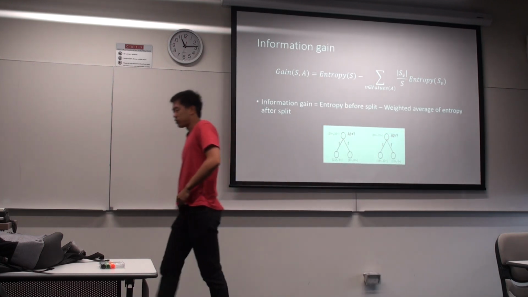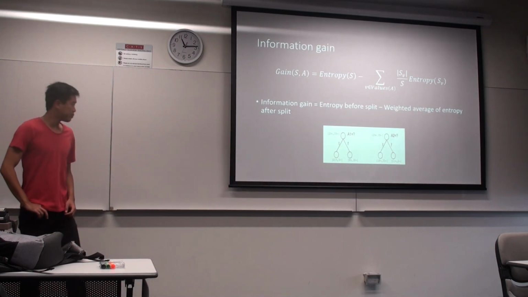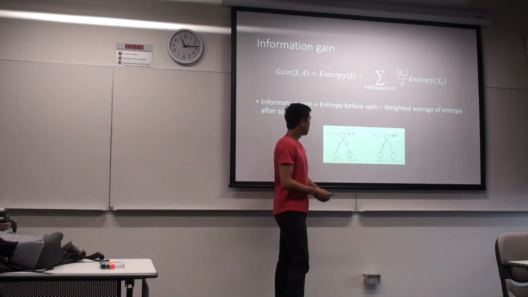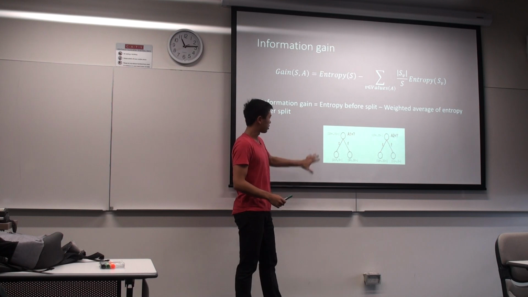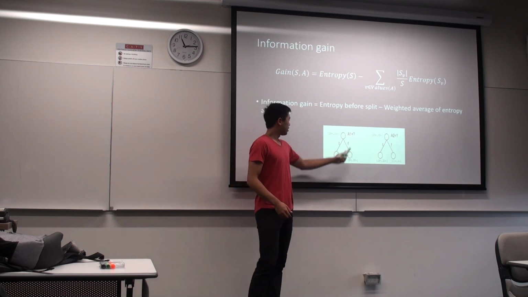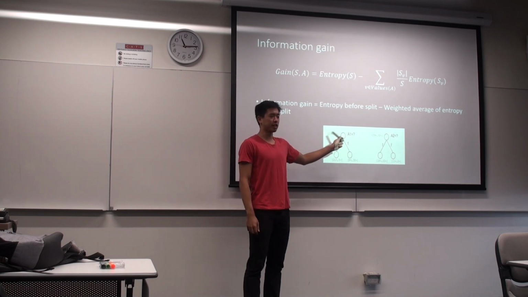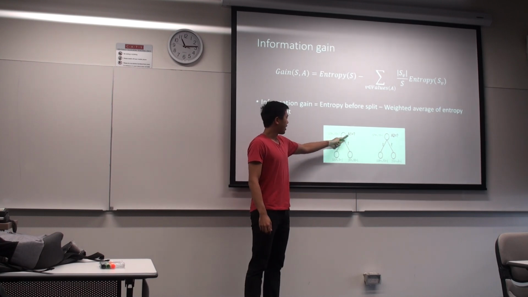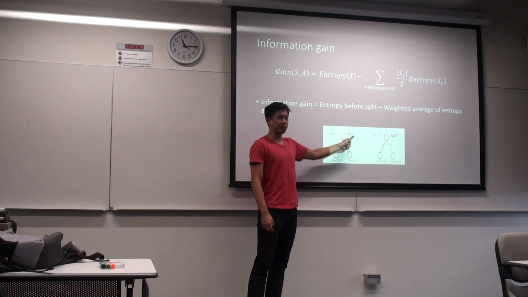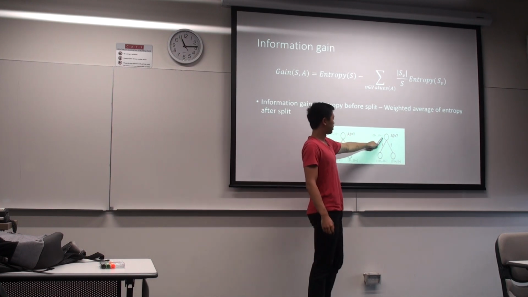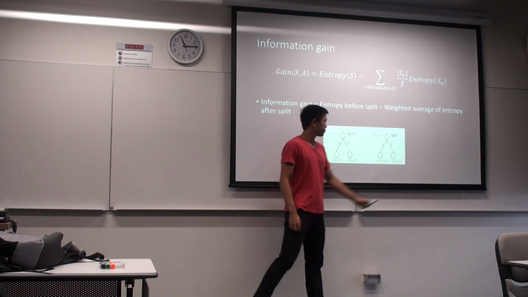So the easiest way to do this is through an example. I have an example here. You might not be able to see it, but it's alright, I'll write it on the board. So we have our S containing 29 positives and 35 negatives. On the left we split it using variable A1, and on the right we split it using variable A2.